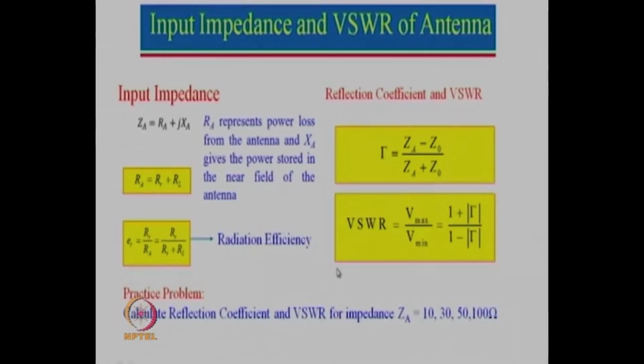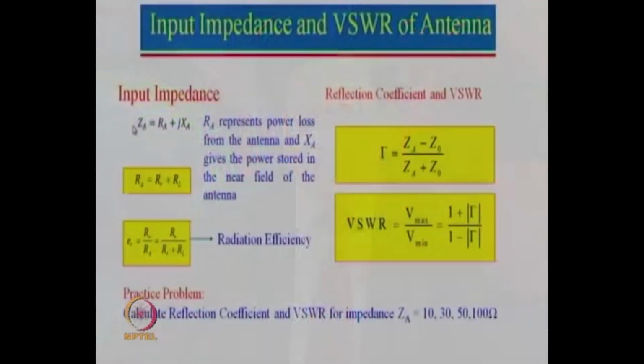Now, let us look at the general input impedance and VSWR of the antenna. The input impedance of an antenna can be a complex quantity which has a real component and an imaginary component. The real component may consist of the radiation resistance plus the losses associated with the antenna. Now, this radiation resistance is an interesting thing in the sense that it does not really exist. It is only a mathematical model.